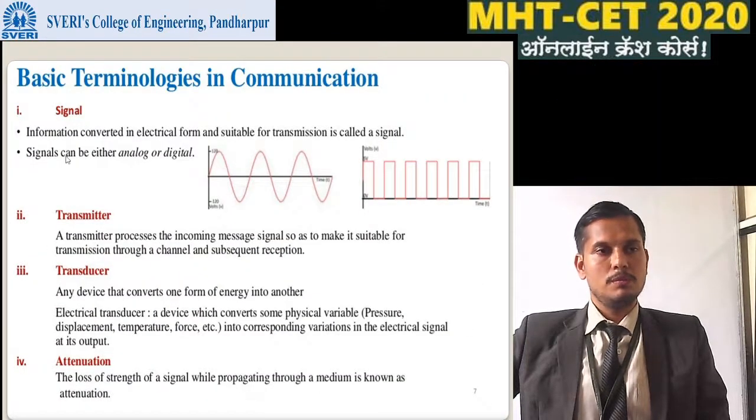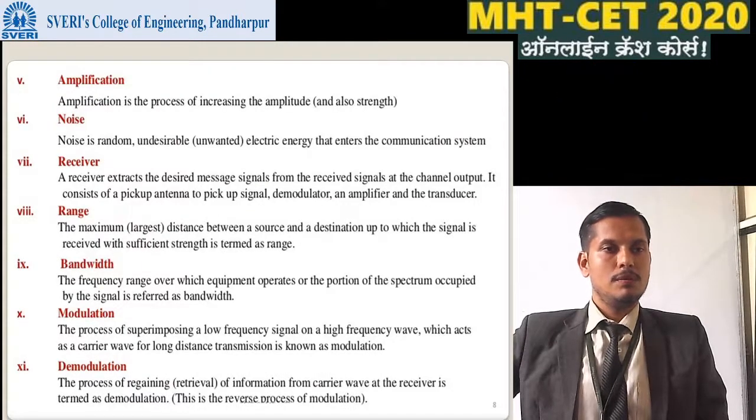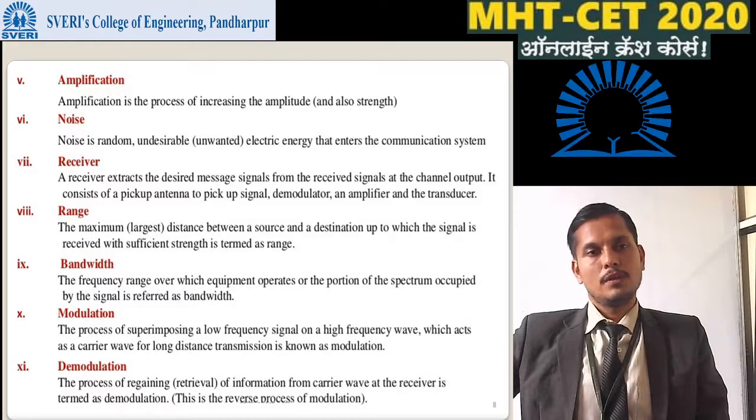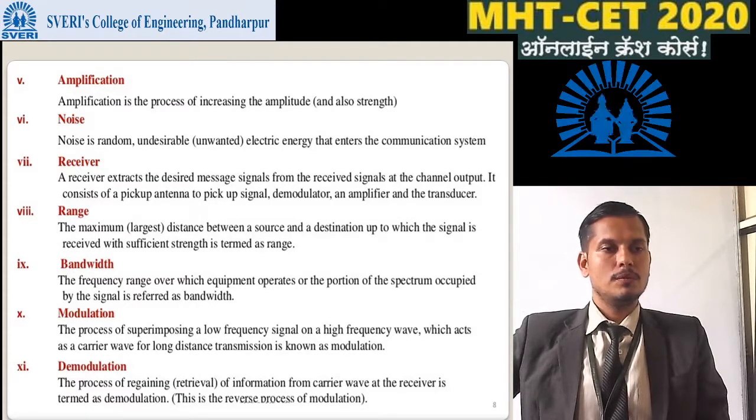Once again we check what is meant by signal, that is information converted in electrical form suitable for transmission. Transmitter, which is transmitting the information or message. Transducer, converting the signals into desired form. Attenuation, that is loss of strength of signal. Amplification is nothing but increasing the amplitude or strength. Noise is unwanted signals which come in this process. Receiver is to extract the desired message or signal or information.